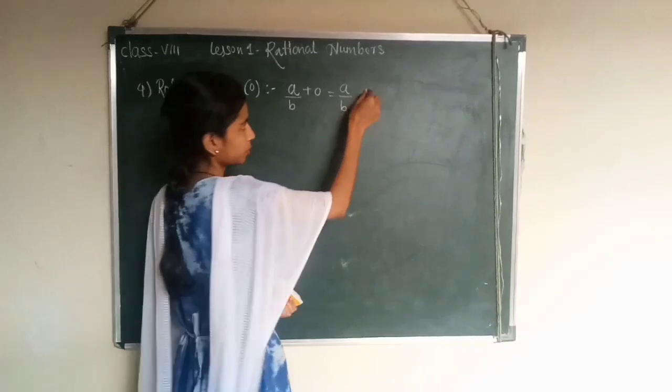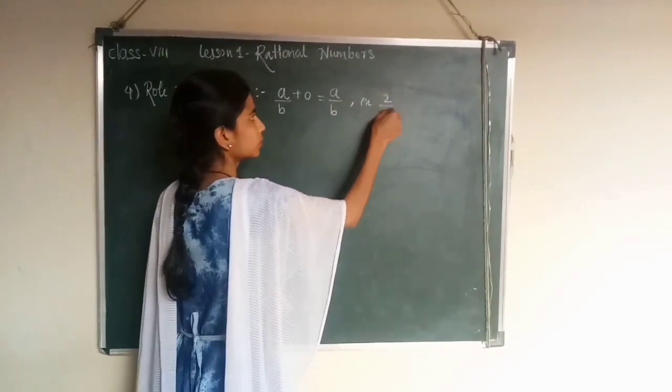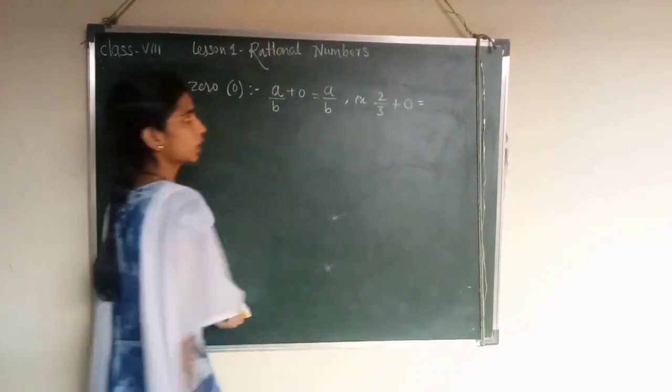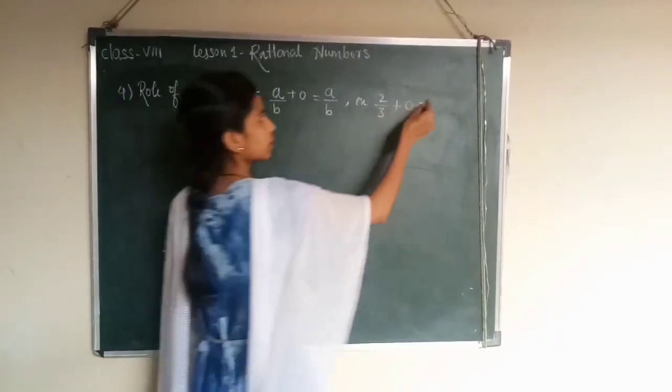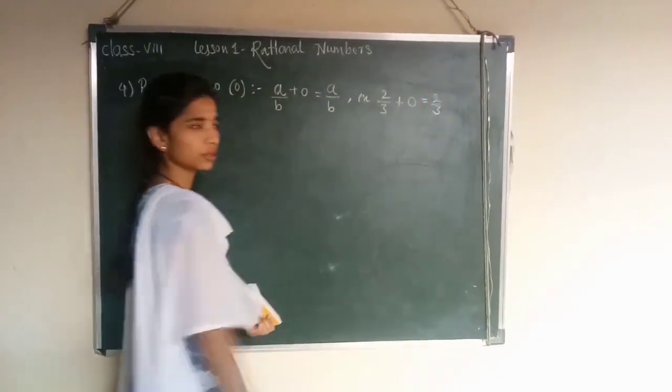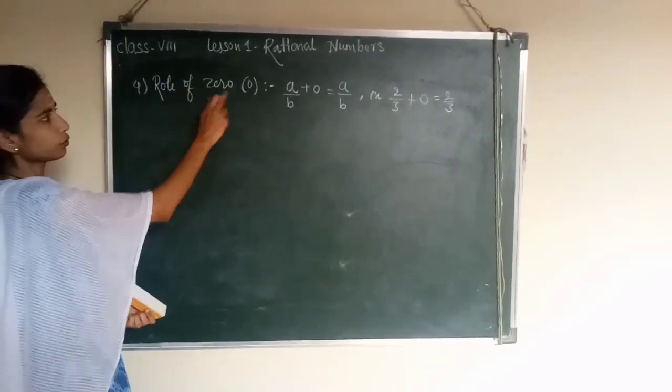Now let's see one example. 2 by 3 plus 0. If you add 0 to any number, the result will be the number itself. So that is the role of 0.